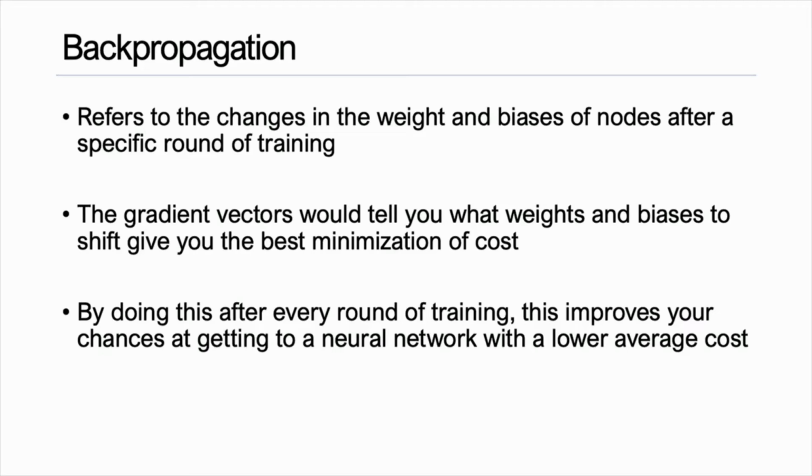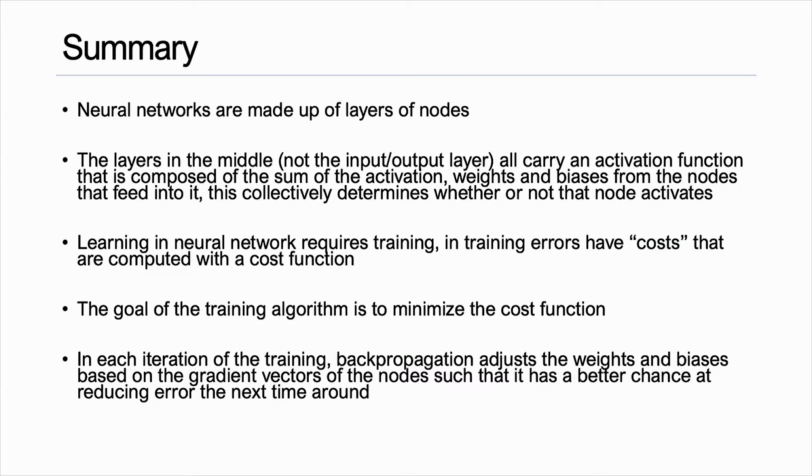in deep learning. And eventually we'll be able to have an overall performance metric that's usually like accuracy, precision of our model. And we'll also be able to look at the cost of our model, as in the loss, the cost functions. So just to summarize, the neural networks are made of layers of nodes that simulate neurons. The layers in the middle that exclude the input and output layer all carry an activation function that's composed of the sum of the activation, weights, and the biases from the nodes that feed into it. And all of this collectively determines whether or not that node is activated.